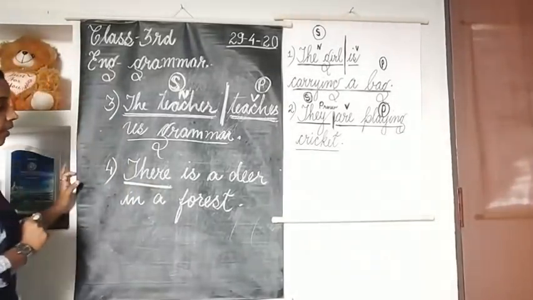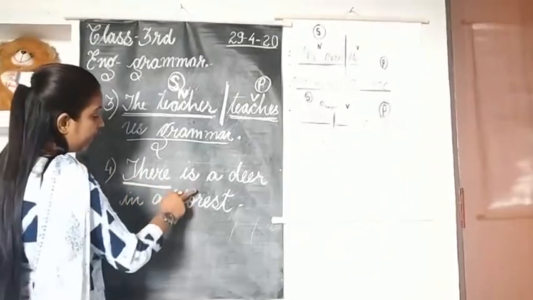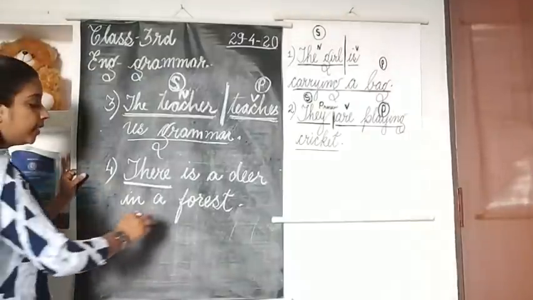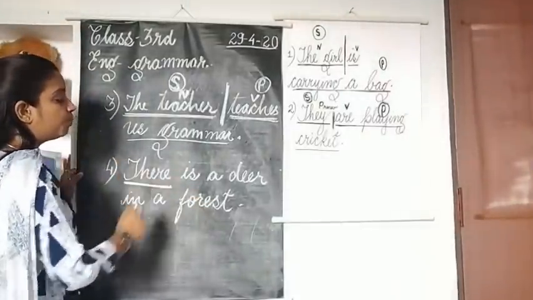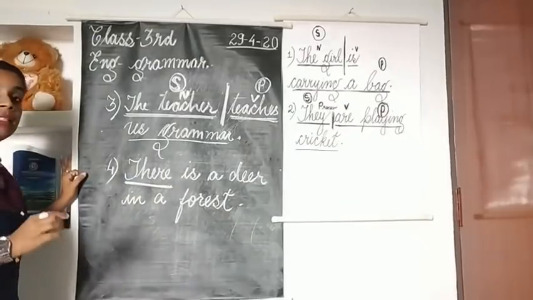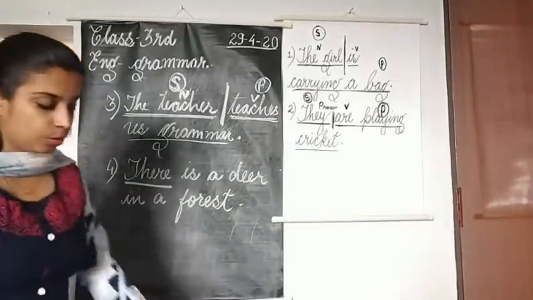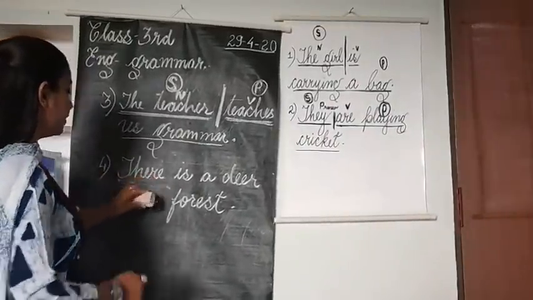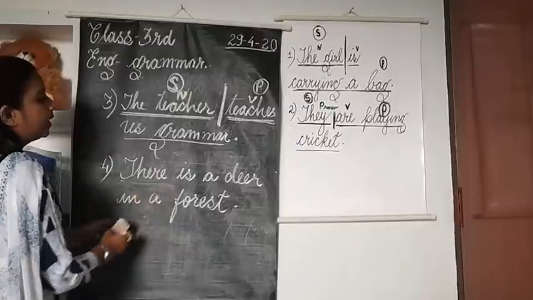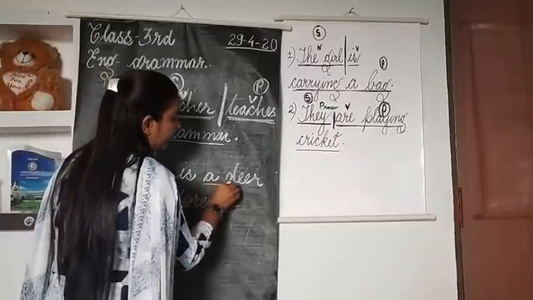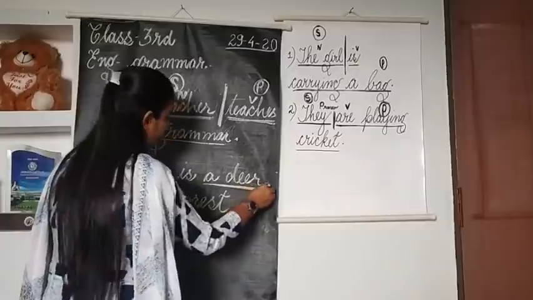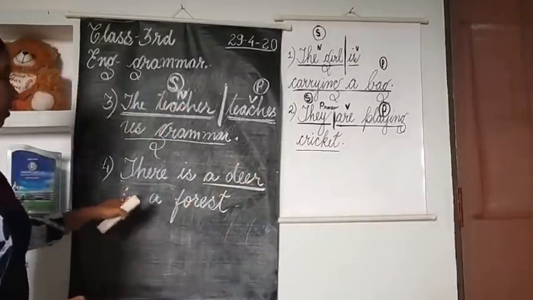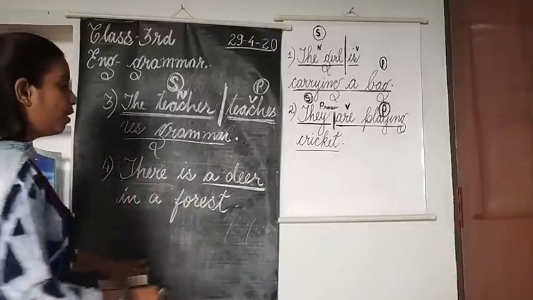Now what you have to do is find out what this sentence is telling us about. This sentence is telling us about which person, place or thing. It is describing which person, place or thing. So, there is a deer in a forest. Here you can see that the sentence is telling us about a deer. Where is the deer? It is in a forest.